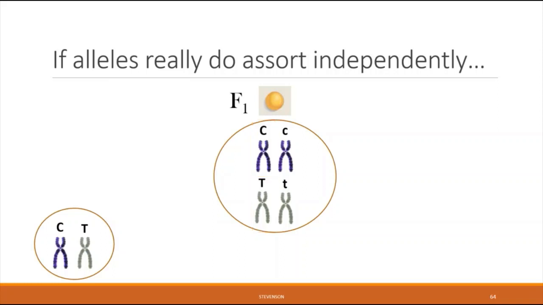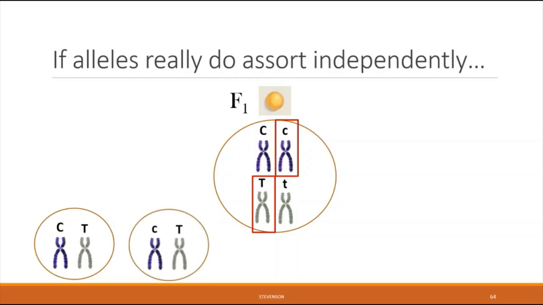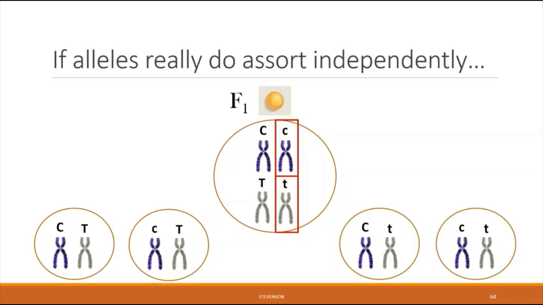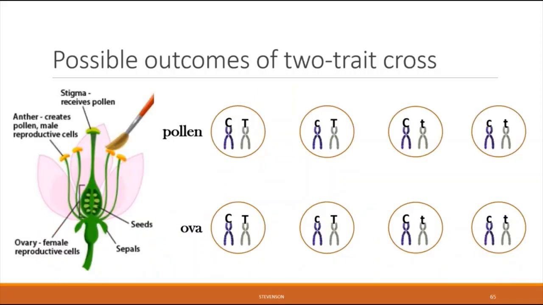It's also possible that it will end up with a little c and a big T, creating this possible sperm or egg content. Third possibility is that a capital C and a lowercase t end up segregating together, making this possible gamete. And then the final possibility is that a lowercase c and a lowercase t segregate together, making this possible gamete. So this is a higher level of complexity than we've seen before, and what this really means is that if you were to peer into the pollen of this F1 generation plant, you would actually see four genetically distinct types of pollen in there.